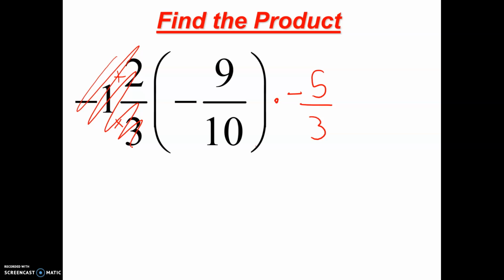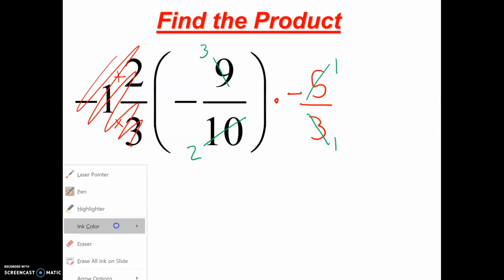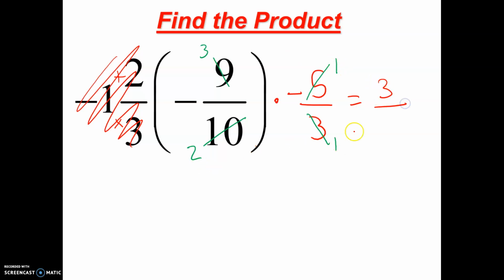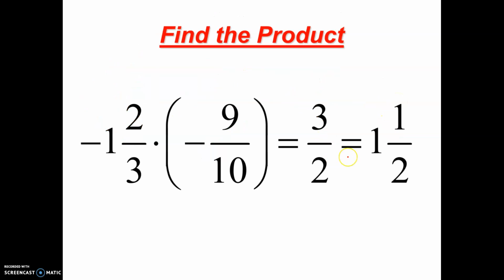All right, so that part's done. So now we just look to cross cancel if we can. 5 and 10 have a common factor of 5. 5 goes into 5 one time. 5 goes into 10 two times. Common factor between 9 and 3 is 3. 3 goes into 3 one time. 3 goes into 9 3 times. And now we can just multiply straight across. All right, so 3 times 1 is 3. 2 times 1 is 2. Notice same sign, positive. And we can simplify that down to 3 over 2 and 1 1/2.